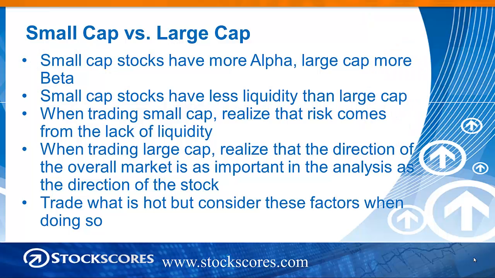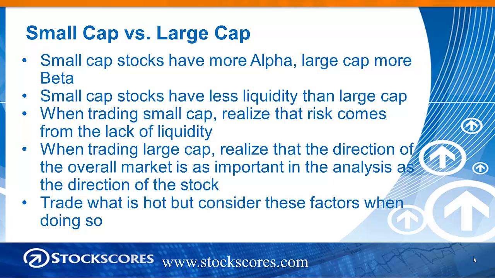So this week I want to talk about the difference between small cap stocks and large cap stocks. Small cap stocks are those with more alpha. What I mean by that is they move more on their own story, and as a result, when small caps are hot, it is easier to beat the market, simply because these stocks can move quicker. A $2 stock can move to $4 much more easily than a $20 stock can go to $40.